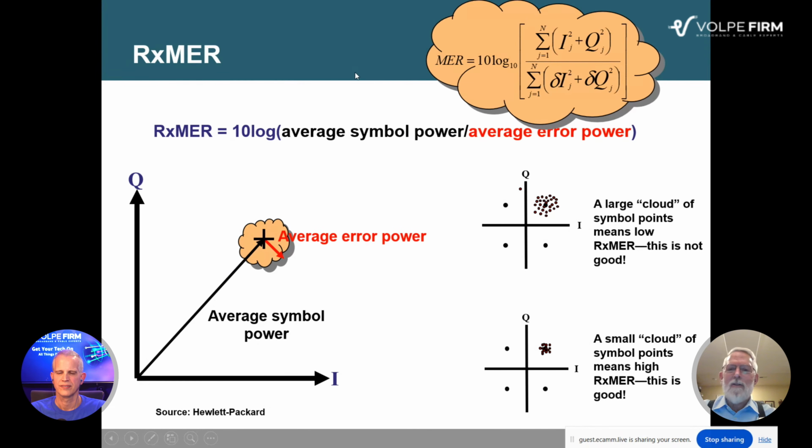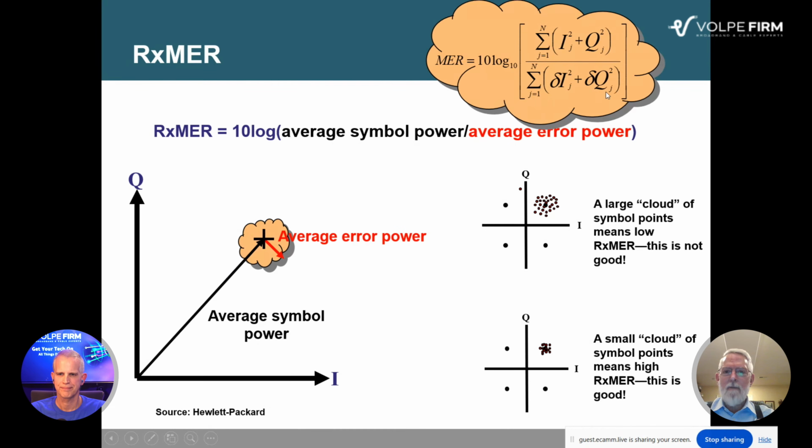There's the formula used to compute RxMER in a QAM receiver. And believe it or not, it's mostly the same as this simple one down here. MER equals 10 times the base 10 logarithm of a fraction, in parentheses. And up here, we've got the average symbol power, but this is all of them in the entire constellation, all of them.